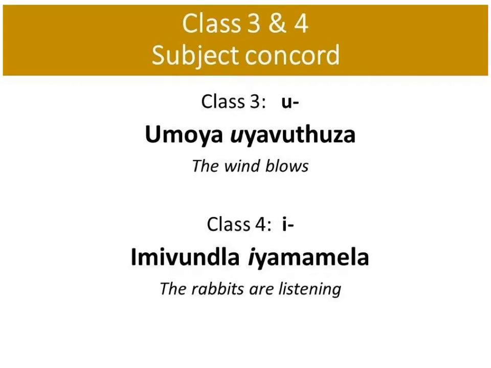If we look at an example from class 4, in class 4 our subject concord is i. So imivundla means rabbits, it's the plural of your class 3. Again, the rabbits are listening, our verb there is mamela. Imivundla iyamamela, and that i is referring to the imivundla.